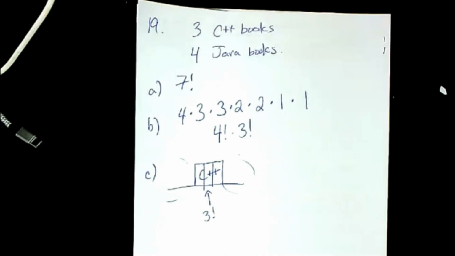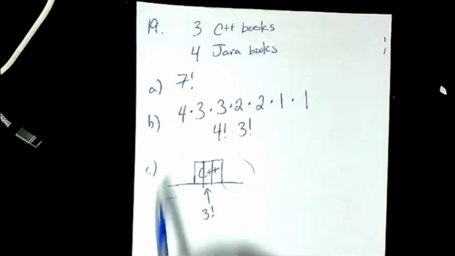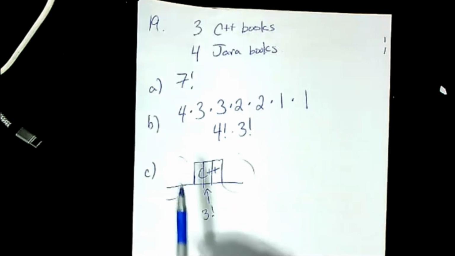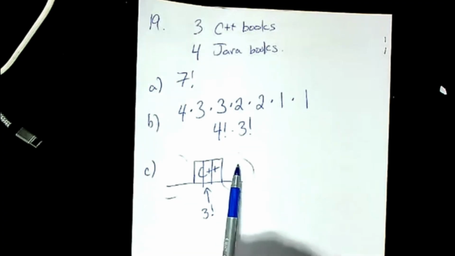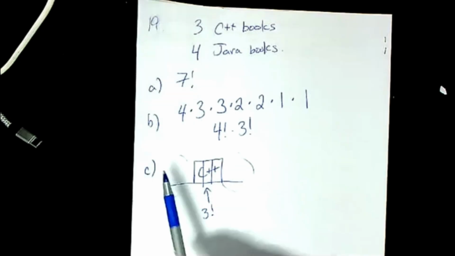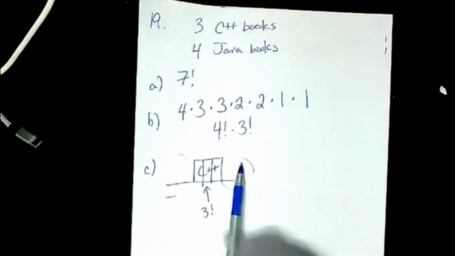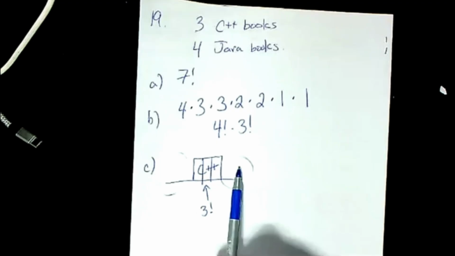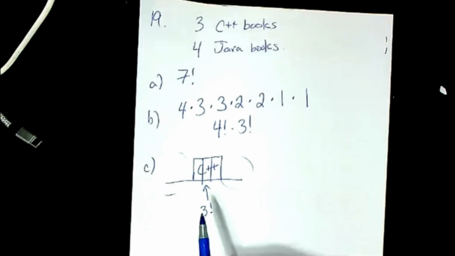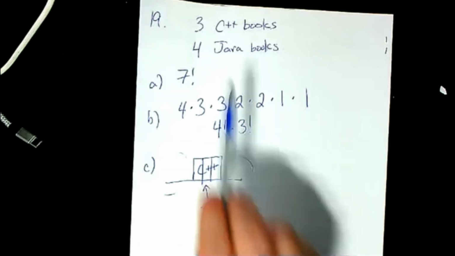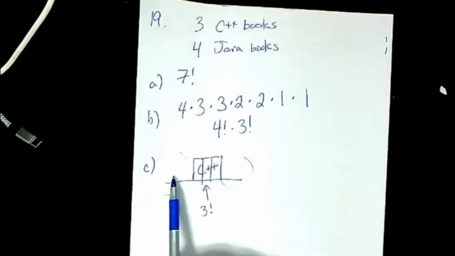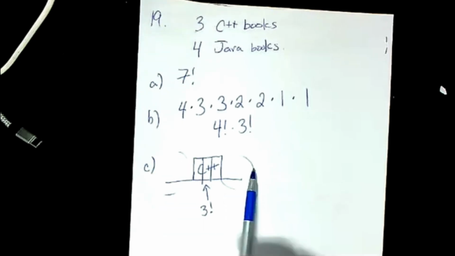Okay. Then the question becomes, how many books are on each side? There could be 0 books over here, in which case there are 4 over here. There could be 1 book over here, in which case there are 3 over here, and so on, right? And so, yes, I can do just 4 factorial for the Java books. That would go left to right, but then the question is, where do the C++ books go?